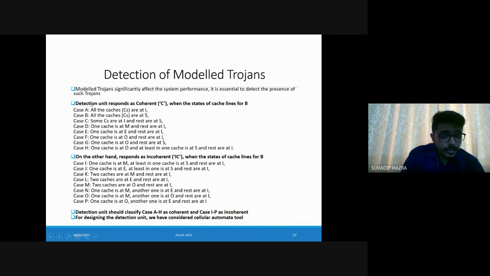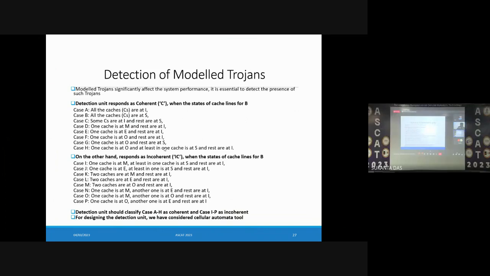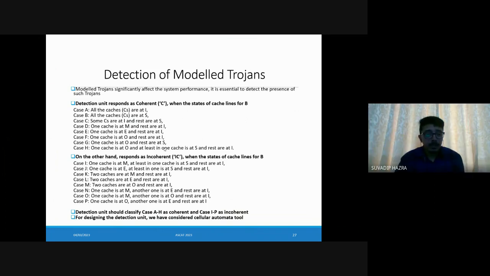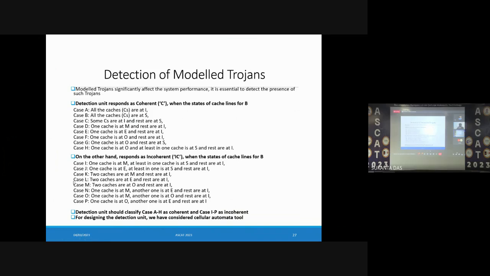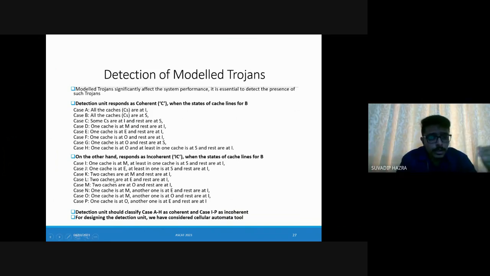So what the detection unit does is, if the cache block is between A to H, these are all the coherent state combinations. Coherent means expected, right? Yes sir, expected. And the last set is not expected. For a MOESI coherence protocol, suppose two cache blocks are having the block in modified state. So this is not a valid state combination. So if this type of situation occurs, the detection unit will take that this is an incoherent state combination.